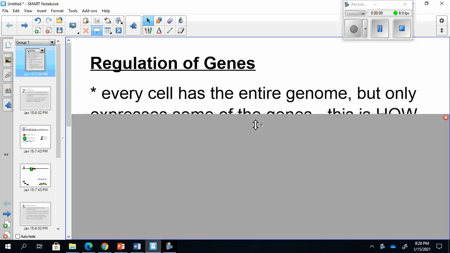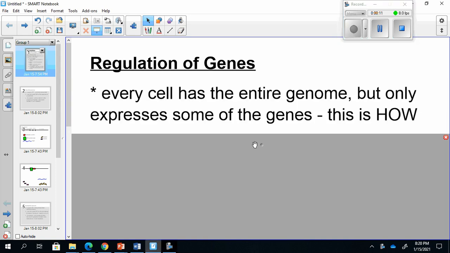Today we're going to talk about regulation of genes. So to get started, let's think about this. All of your cells have the exact same genome, meaning they all have the same DNA, but only some of those genes get expressed in each cell.